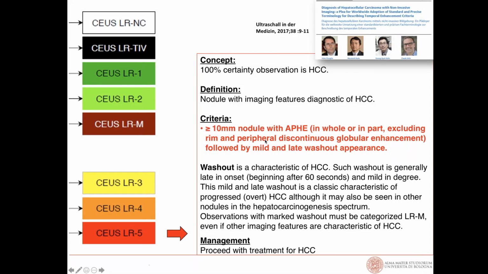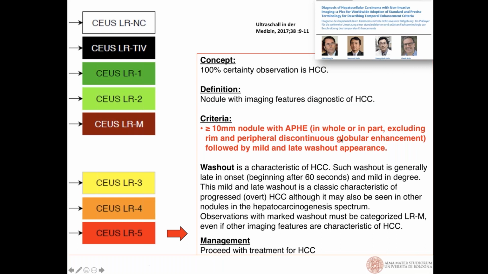LR5 is the typical HCC. We can call this lesion HCC and proceed to treatment. It is a lesion of more than 10 millimeters with arterial phase hyperenhancement in whole or in part, but not rim and not peripheral discontinuous globular enhancement, followed by mild and late washout.